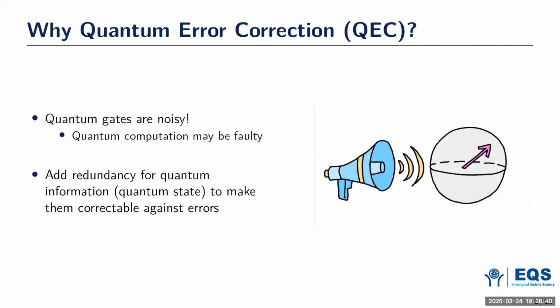First of all, I'll talk about why quantum error correction is needed. In the real world, quantum gates are noisy, which means they could operate in unwanted ways. If we compute with these noisy gates, the computation result might be faulty. So we add redundancy to quantum information to make it correctable against errors.